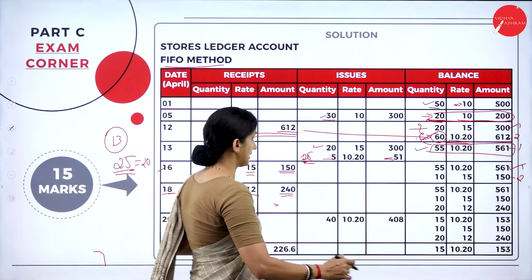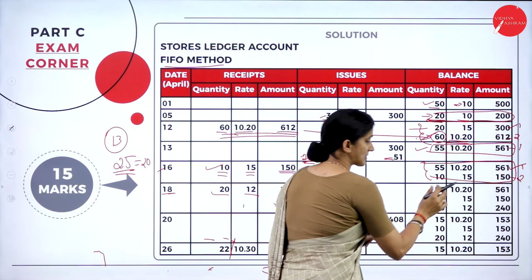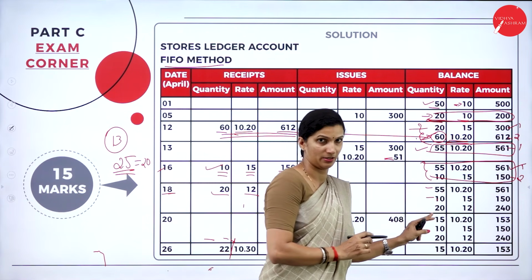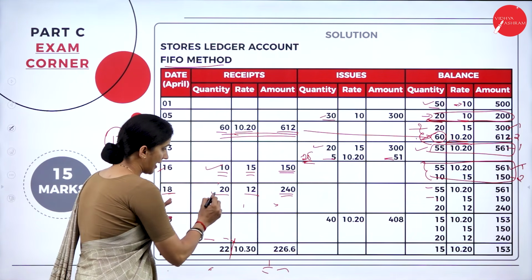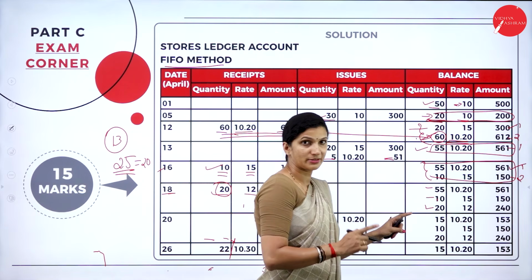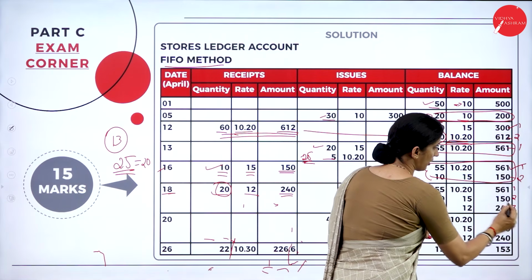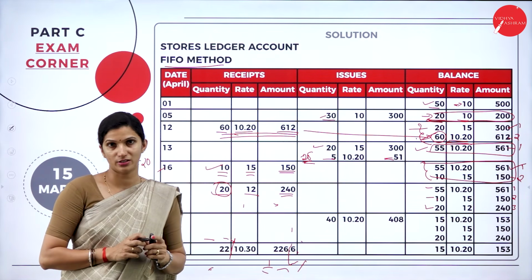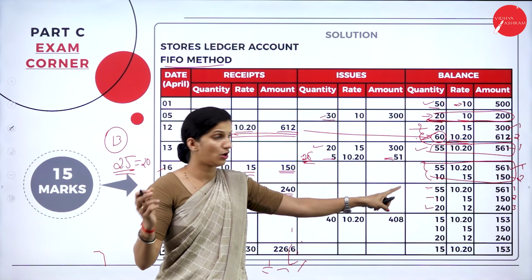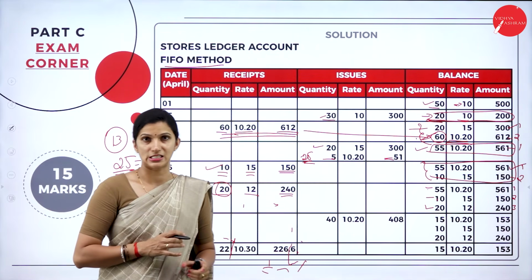When we write the balance, you see the previous day balance. First, these two balances are already there in the storeroom, so that has to be written first here. And now the additional 20 units received go to the third lot. So that means on 18th, we have lot 1, lot 2, and lot 3. We have 3 lots of material: in the first lot there are 55 units, in the second lot there are 10 units, and in the third lot there are 20 units of material.